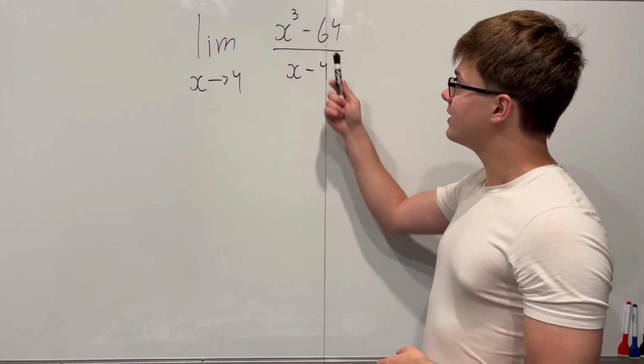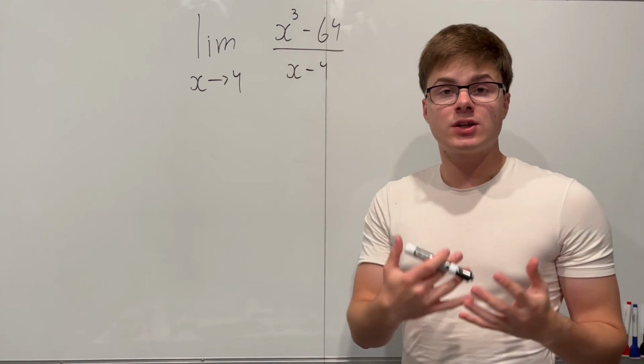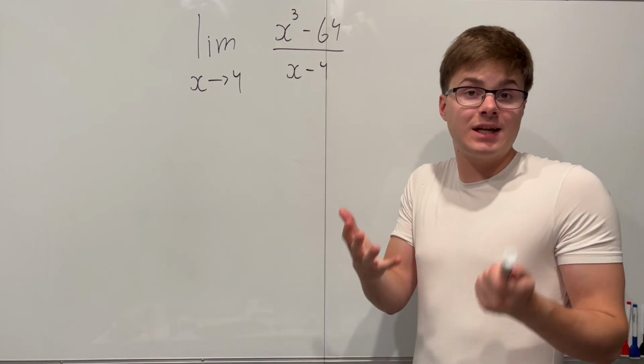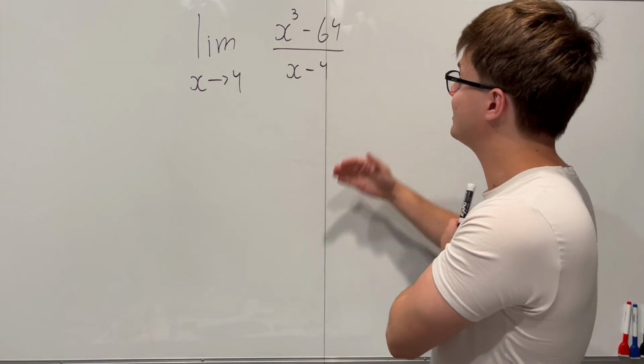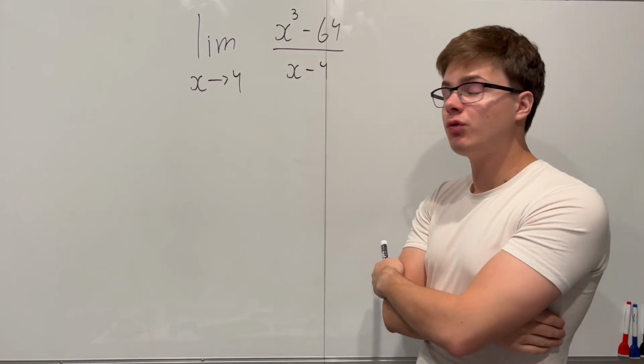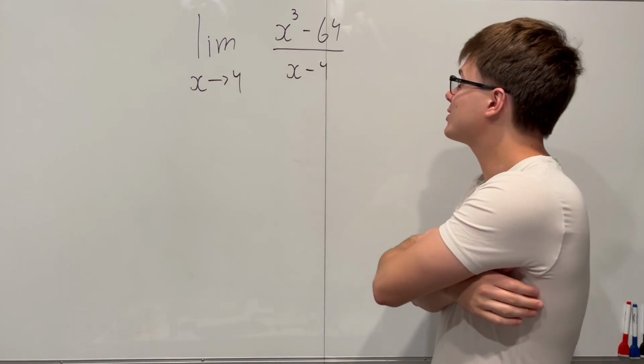What is going to be the limit of this function as x approaches 4? Well, the first thing we can try is direct substitution. We can just say, what happens when x is equal to 4? When we plug in x equals 4, we'll notice that in the denominator we get 4 minus 4, which means we're going to end up dividing by 0. So that means we can't do that. We're going to have to do something else.